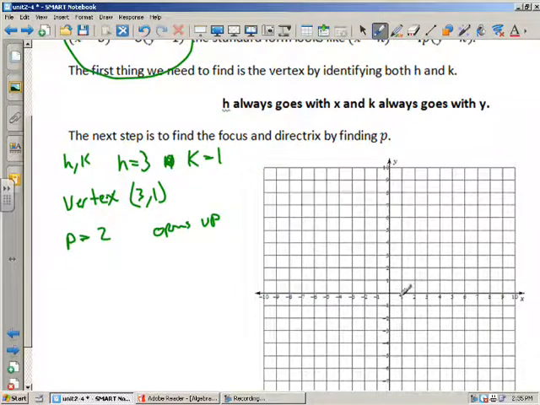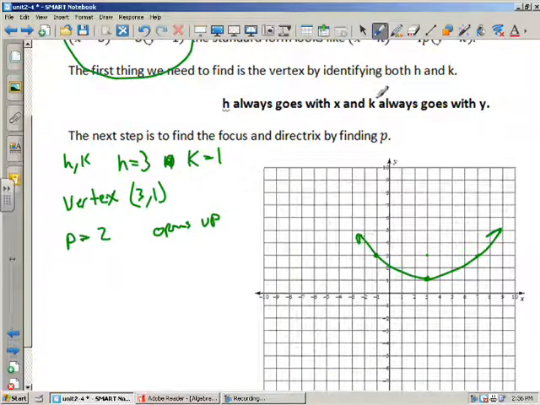So I'm going to put my vertex at 3, 1. P is going to be 2. It opens up, so I go from my vertex and I go up 2. 1, 2. There's p. That's my focus. Now, if my p value is 2, I need to make my opening, or as it's referred to, the latus rectum. I'm going to go this way 2p, and this way 2p. So p is 2, so 2 times 2 is 4. I start at my focus and I go 1, 2, 3, 4, and 1, 2, 3, 4. And then I draw my graph.